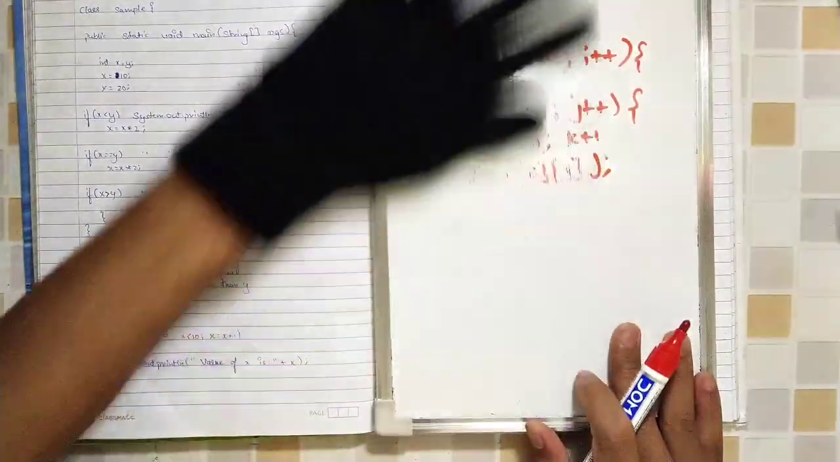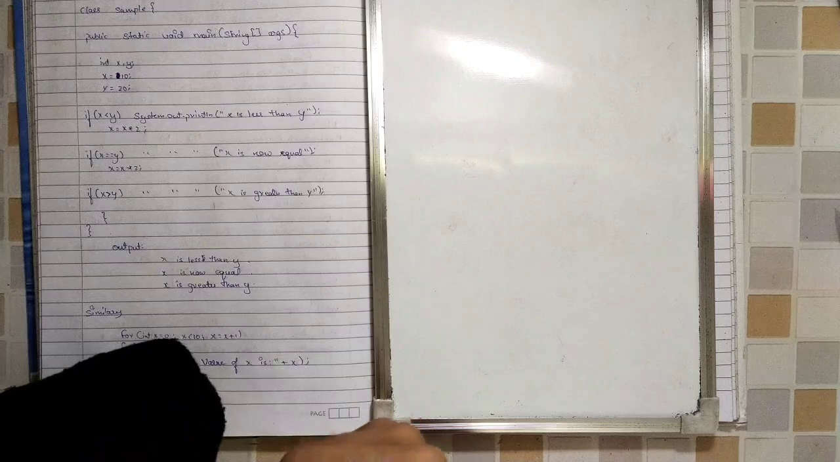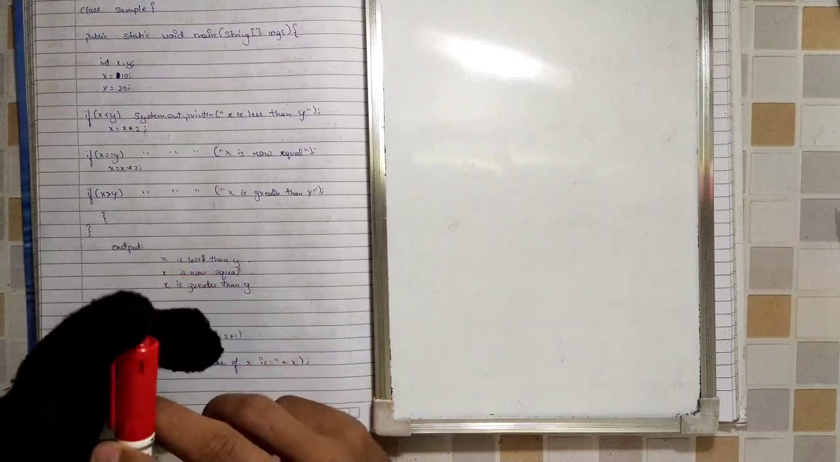We will talk about the 3-dimensional array and other things in our next lecture. For the time being, this much is enough for our if else, nested if and for loops.